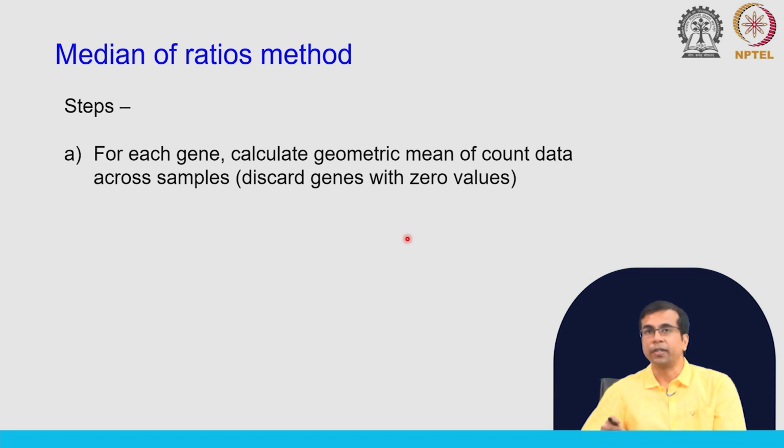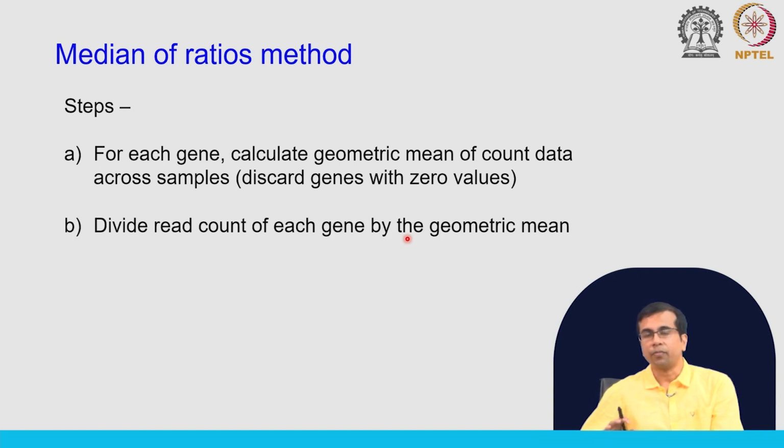And of course, in some cases if you have 0 values, the geometric mean would be 0. So, for genes where we get the geometric mean to be 0, we just discard them for the subsequent analysis. Okay. So, this is the first step. The next step is to divide read count of each gene by the geometric mean. We will again take the example and we will see the steps, then you will understand this better.